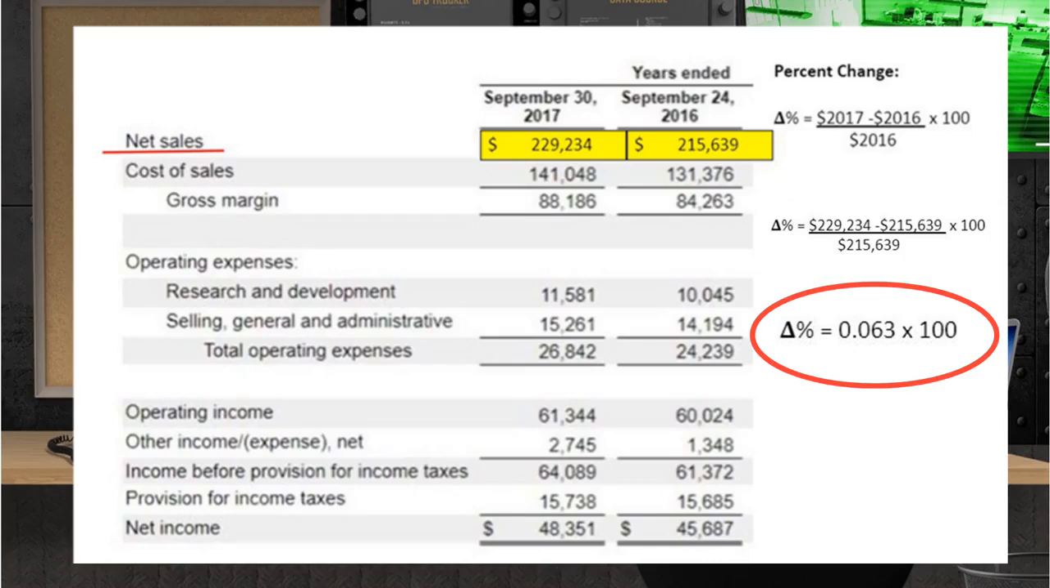sales. And in case you're wondering, yes, you can get a negative percent change as a loss. Remember, this is a profit and loss statement.